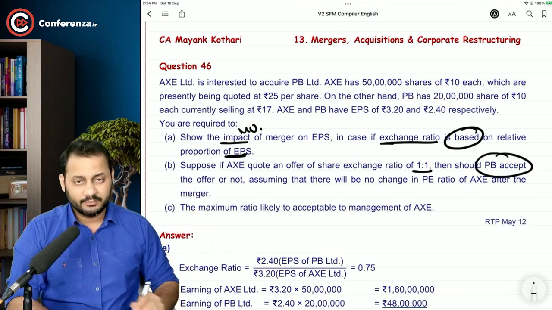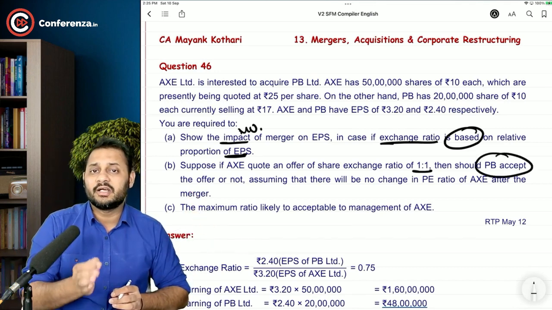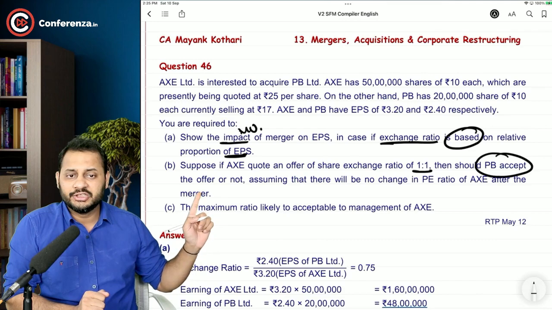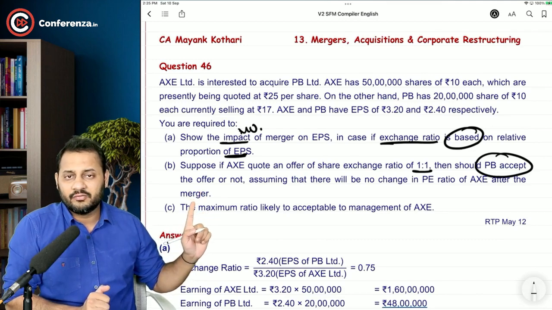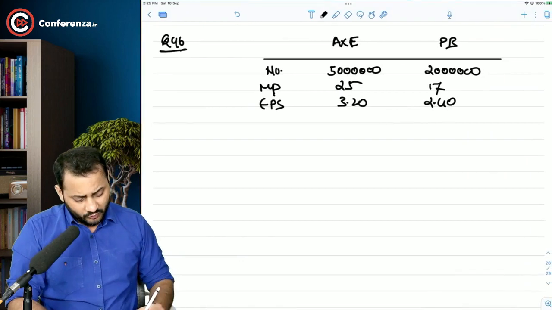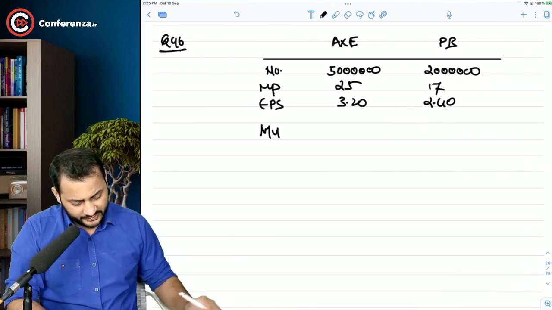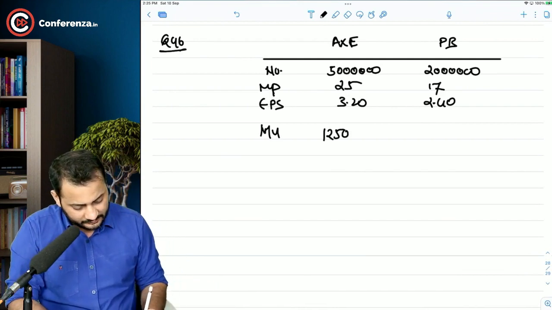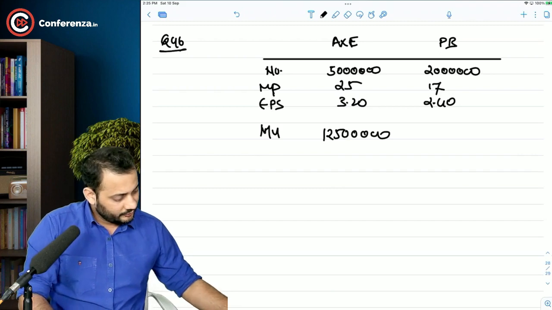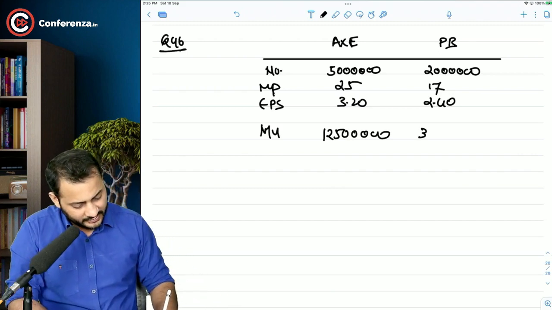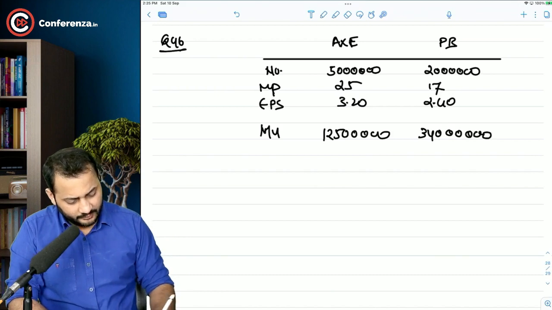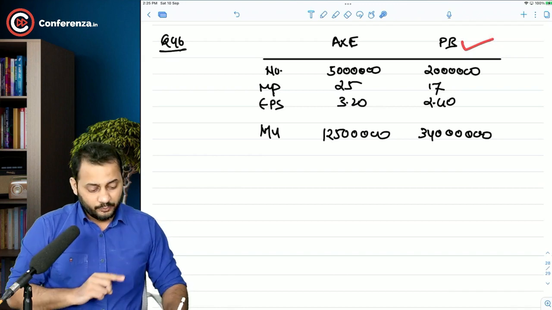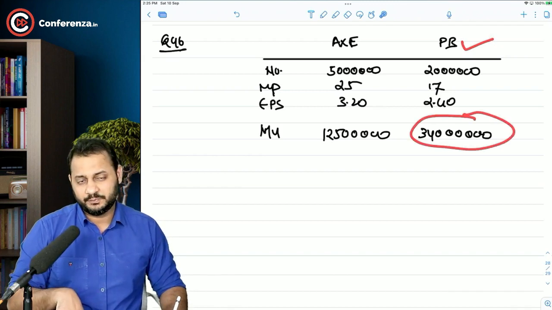See, PB should accept the offer if they are getting a post-merger market value which is equal to the pre-merger market value. Assuming that there will be no change in the PE ratio of X Limited after the merger. Let's find out. What is the current market value of both the companies? 50 lakhs into 25, that's 1250 lakhs. And 20 lakhs into 17, that's 340 lakhs. So, tell me, PB Limited will accept the offer if they are getting post-merger market value of this much, right?